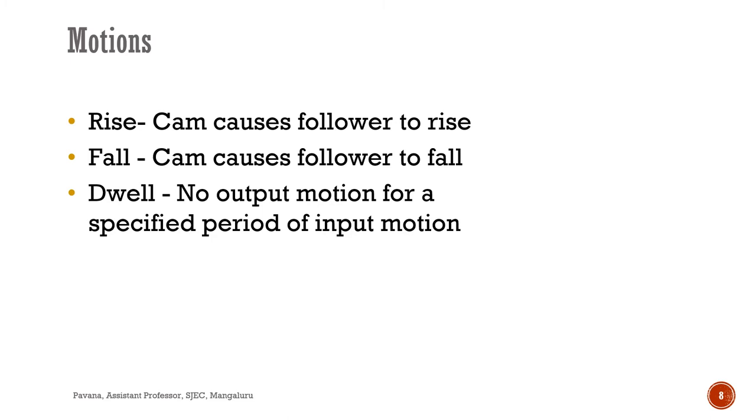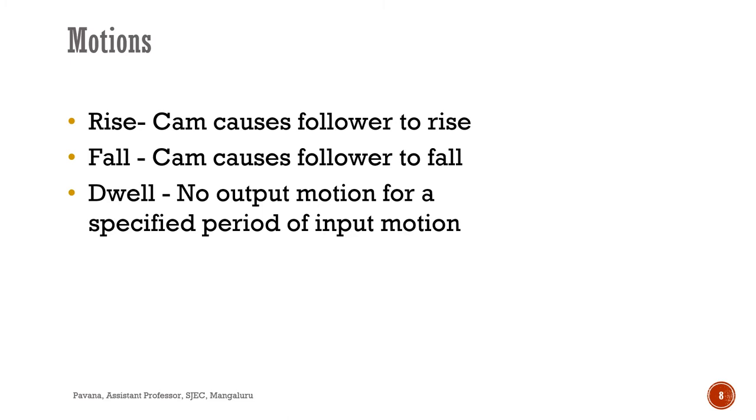Suppose the follower moves to the highest position, rising upwards. It is at the topmost maximum point or the peak point. There it will be constant for some duration of time, with no downward movement. This constant period of time we call the dwell period. So there is no upward or downward movement. Whatever position the follower has reached in the previous case, it will stay at that position and will not move downwards or upwards. That we call dwell.